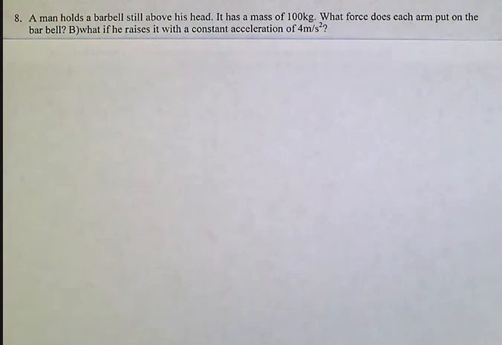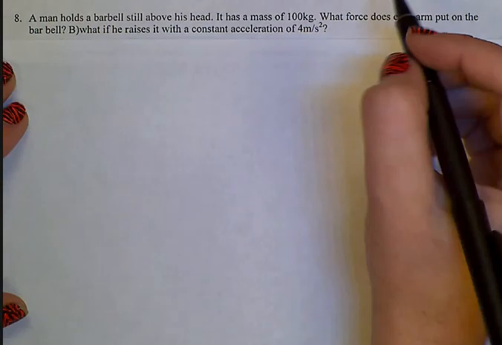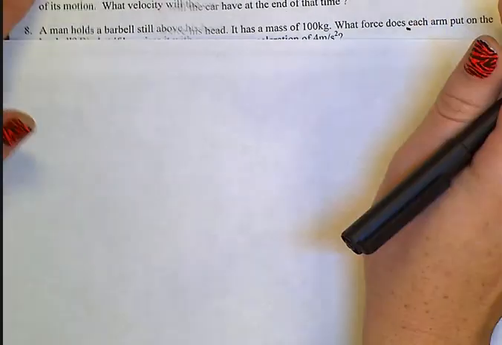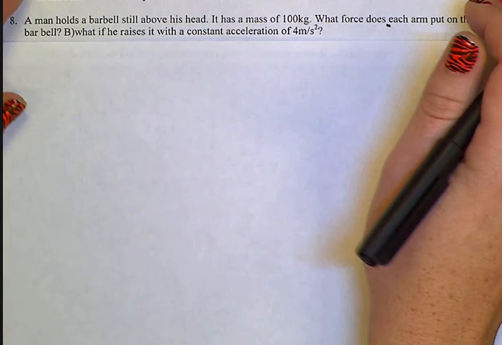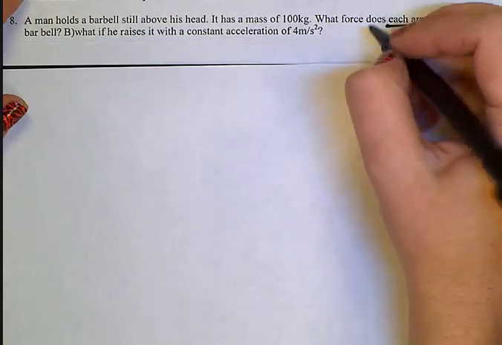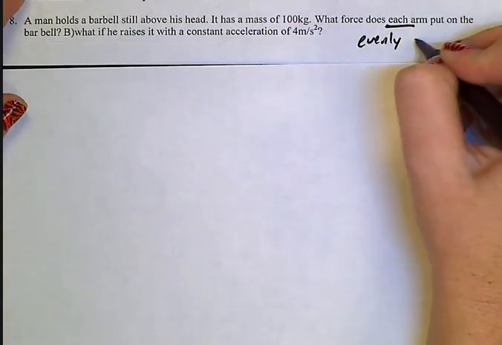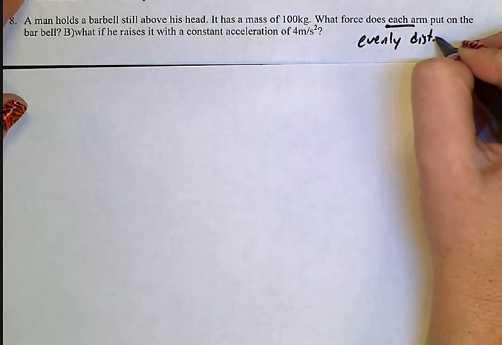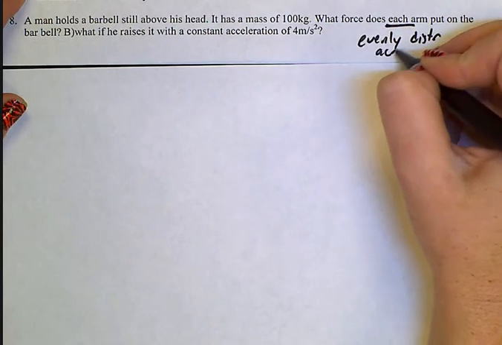I'm doing the last one on the back of the orange sheet in the bottom section, Fnet. A man holds a barbell still above his head. It has a mass of 100 kilograms. What force does each arm put on the barbell? And we're going to assume that it's evenly distributed across the arms.